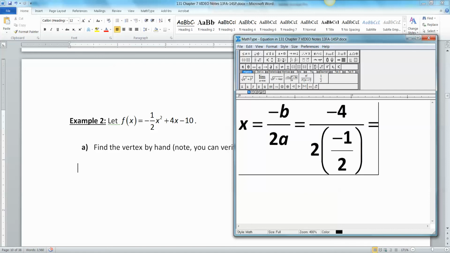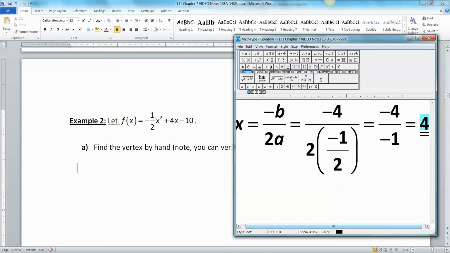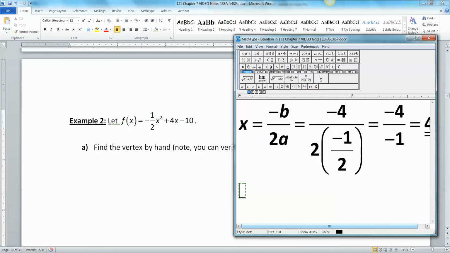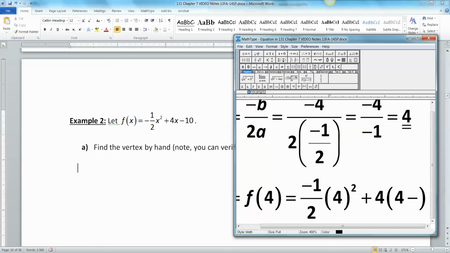Okay, so this is -4, and 2 times -1/2 would be -1. So this would be 4. So there's your x coordinate right there. Now you're going to take 4 and substitute it back in the problem to find the y to go with it. There we go. So y would be f of 4, which would be negative. Again, I like the fraction with -1 on top. It's just easier to read. -1/2. And then instead of x, you're going to write 4. So 4 squared plus 4 times 4 minus 10.